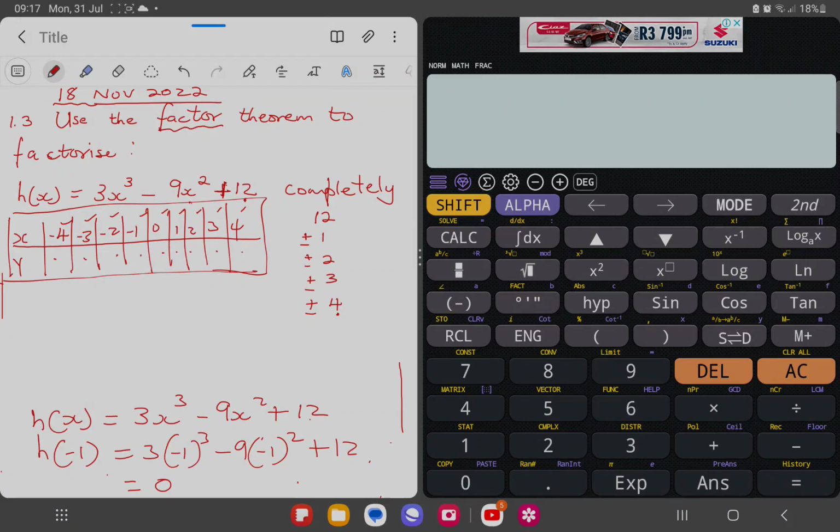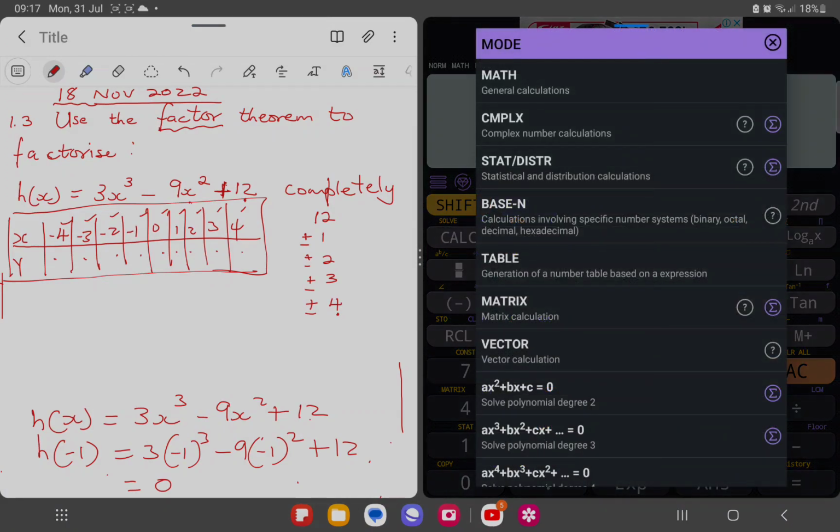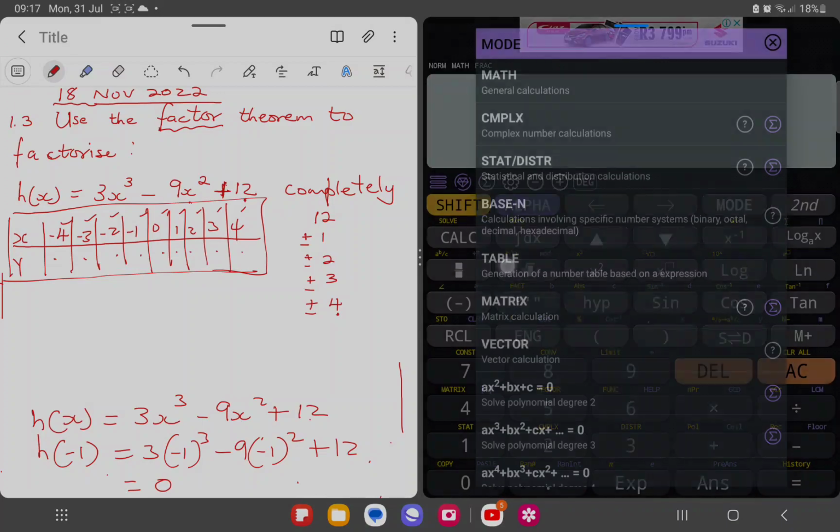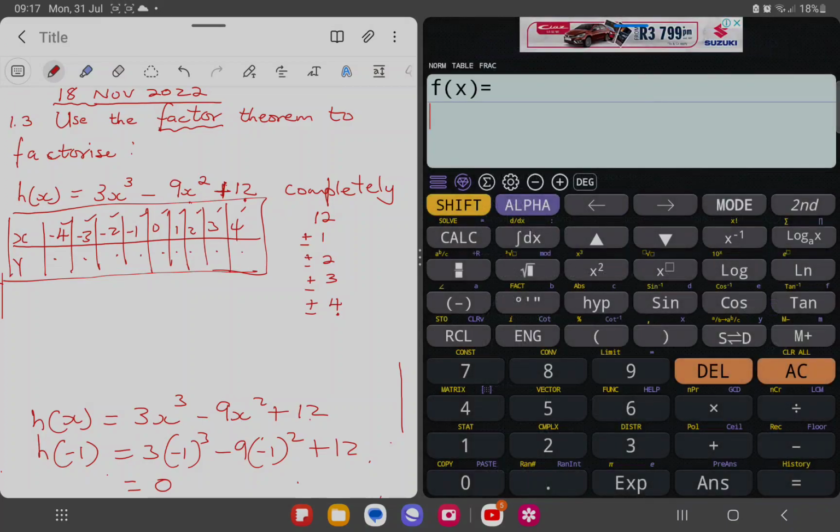Okay, so we must select mode. After selecting mode, you select table, as if you are drawing a graph. Why must it be as if you are drawing a graph? Because what is it that we are looking for here? We are looking for the x-intercept. The x-intercept means you must let y be 0. Whenever your y is equal to 0, that is your x-intercept.